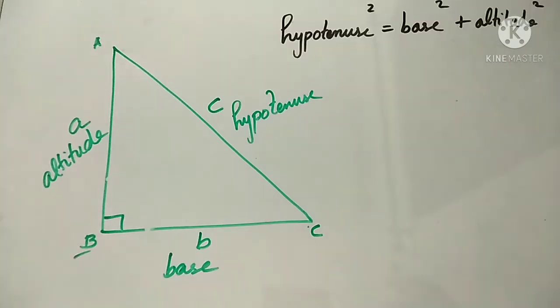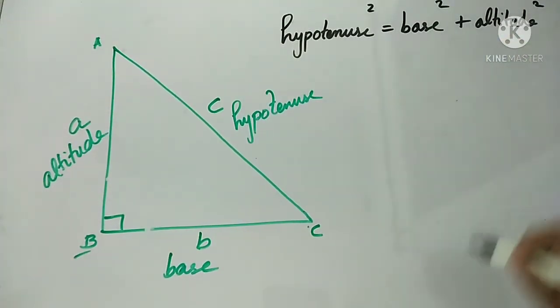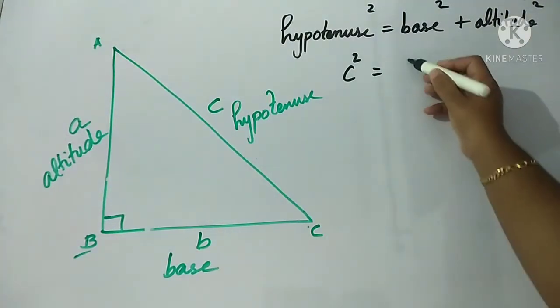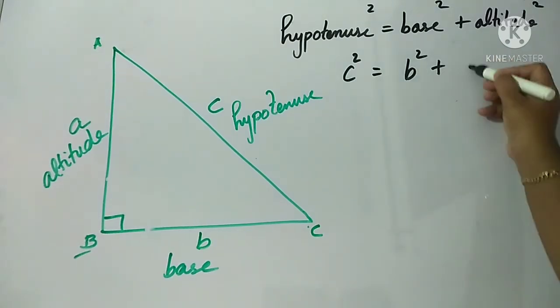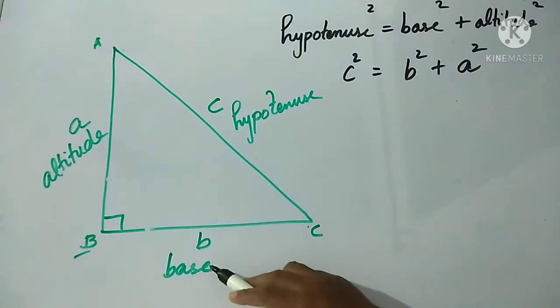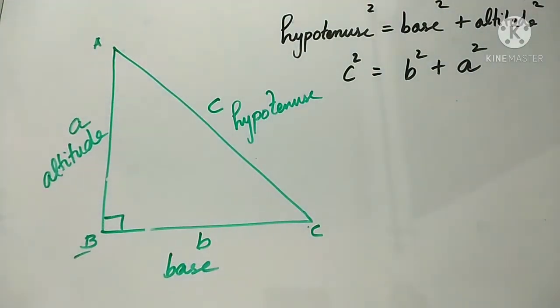So we write hypotenuse square is equal to base square plus altitude square. So this we can write as C square is equal to B square plus A square. Hypotenuse square is equal to base square plus altitude square.